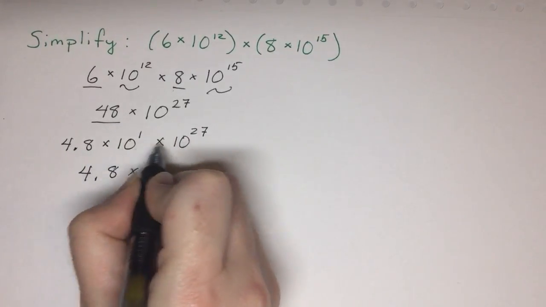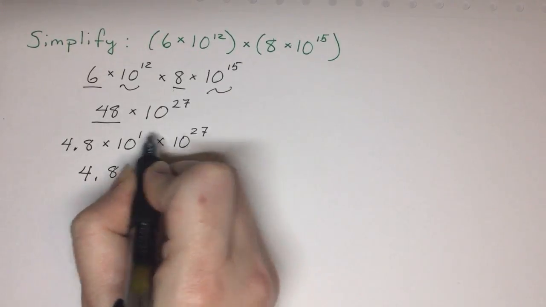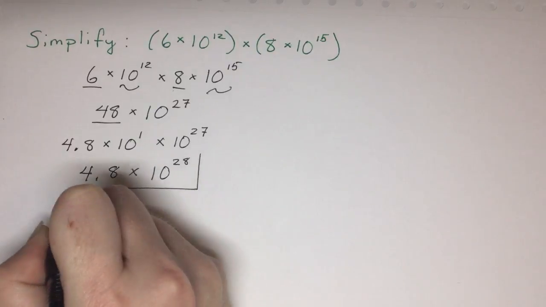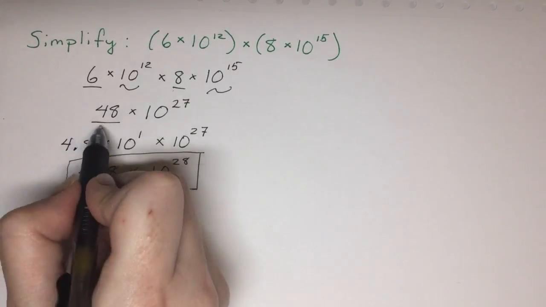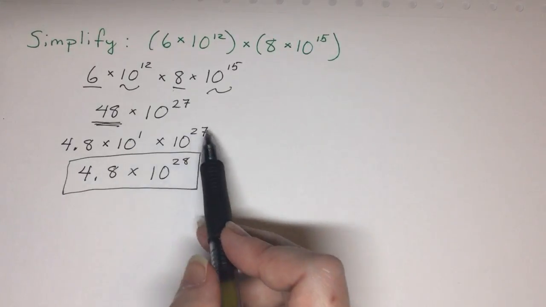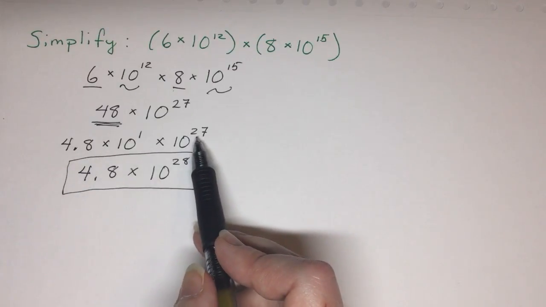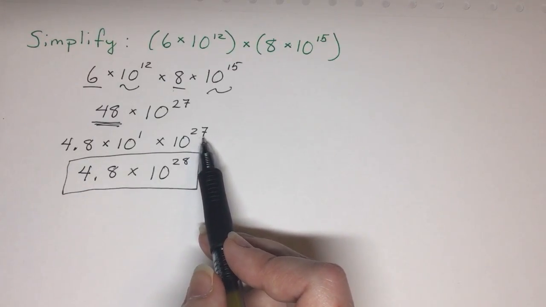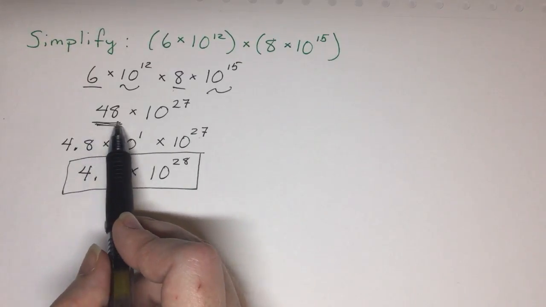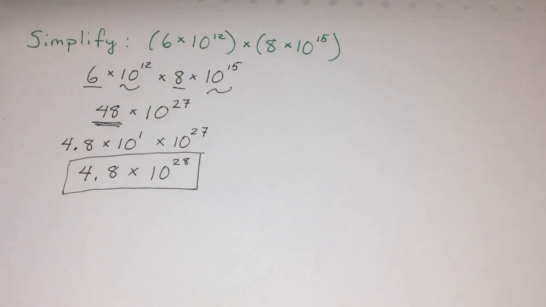4.8, I have the same base, 10. Add the exponents, 27 plus 1, 28. By converting that number into scientific notation, that's always going to help you move your decimal in the right direction, and it'll tell you whether this power should be increasing or decreasing. So simply rewrite the 48 in scientific notation, use your exponential rules, and then you'll be fine. And then I'm also going to show how you can do this on the calculator in another video.